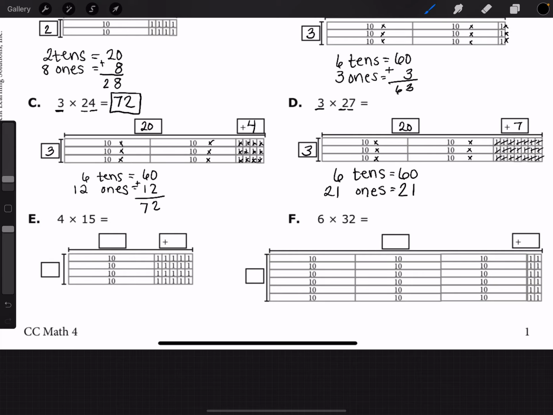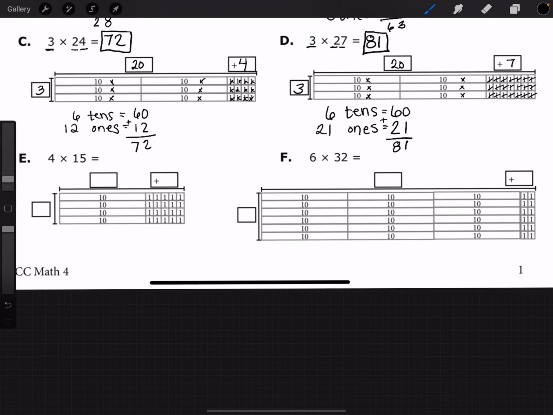Now again, this is a partial product, so we can't just leave it willy-nilly. 3 times 27 would not be 60 and 21. That's just silly. So let's add it together. 0 plus 1 is 1. 6 plus 2 is 8. So 3 times 27 is 81. Again, I want to put a square around it so it doesn't get lost in that craziness. Okay, we have 2 more, guys, so hang in there.